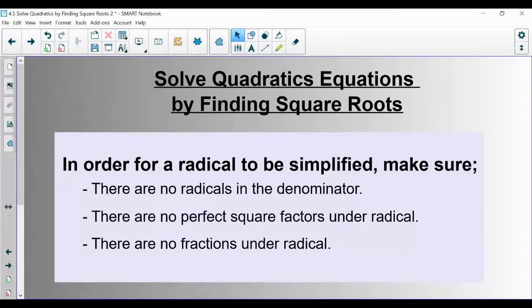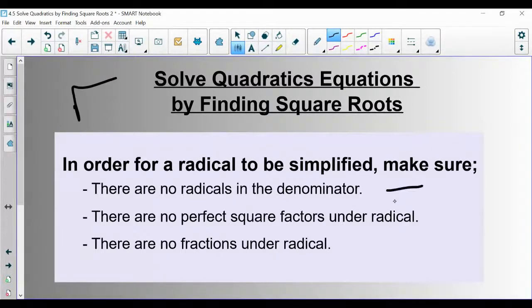In order for a radical, what I mean by a radical is this symbol here that you guys are used to, I'm not calling it a square root because in the future we're going to be learning about other types of roots, third roots or fourth roots, not just square roots. So this is going to apply to any root. In order for a radical to be simplified, make sure there are no radicals in the denominator. Okay, that should be pretty straightforward. We should never have a fraction with a square root sign in our denominator. If that ever is the case, it's going to be wrong and incorrect.